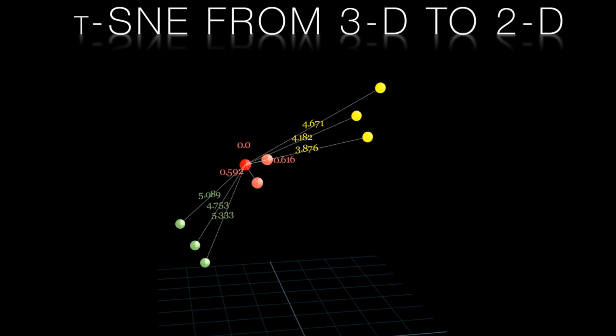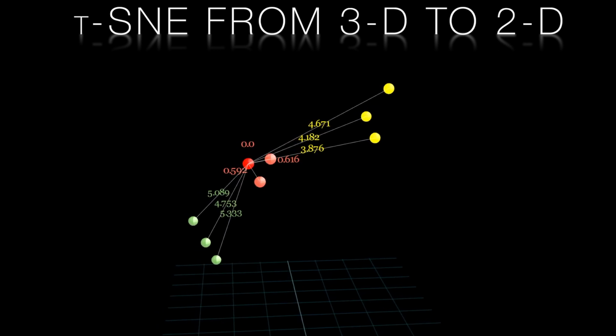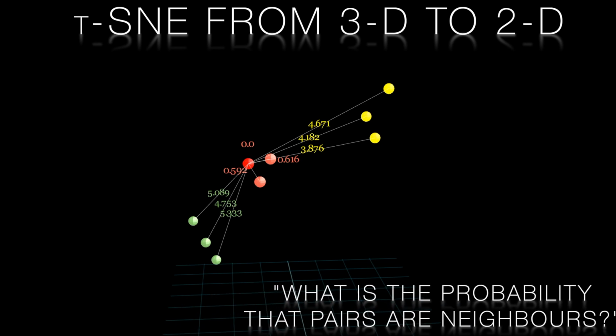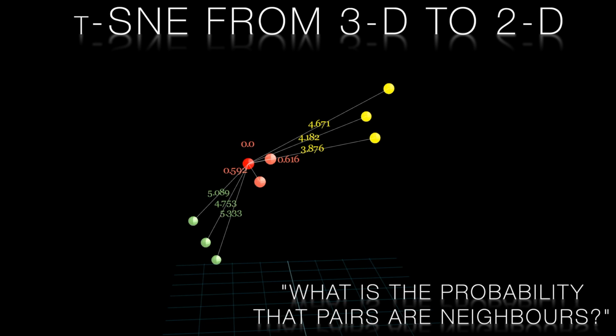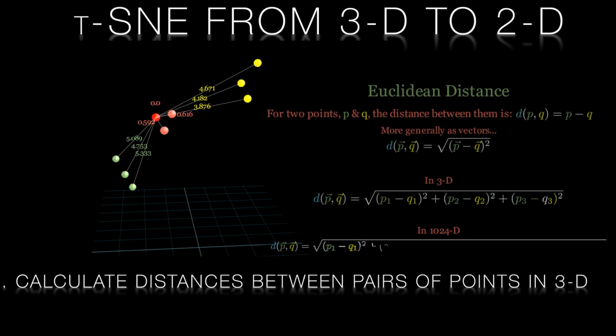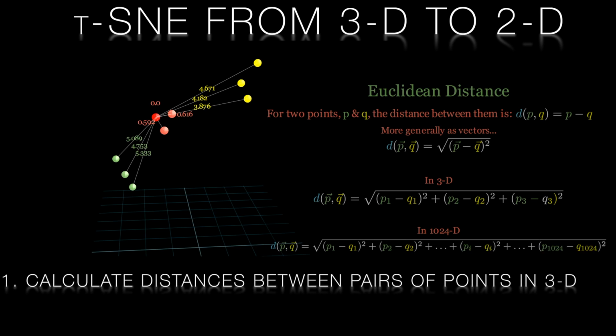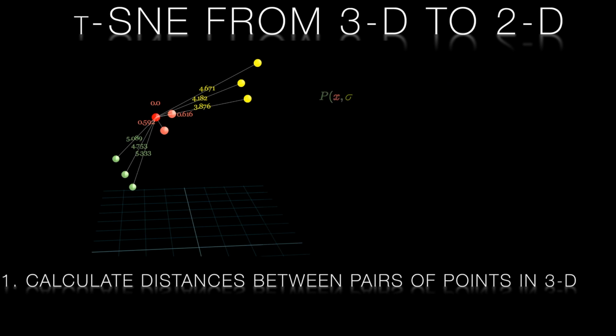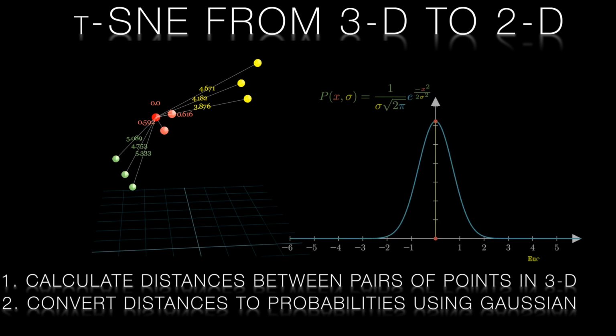t-SNE first splits all the points into pairs, and it then seeks to quantify the question, how likely is each pair to be neighbours of one another? We can calculate the Euclidean distance between each pair of points. Points that are close are much more likely to be neighbours than points that are far away. So to convert these distances into probabilities, t-SNE uses the good old Gaussian distribution. You'll have an opportunity to influence the variance of this distribution by setting a parameter called perplexity.